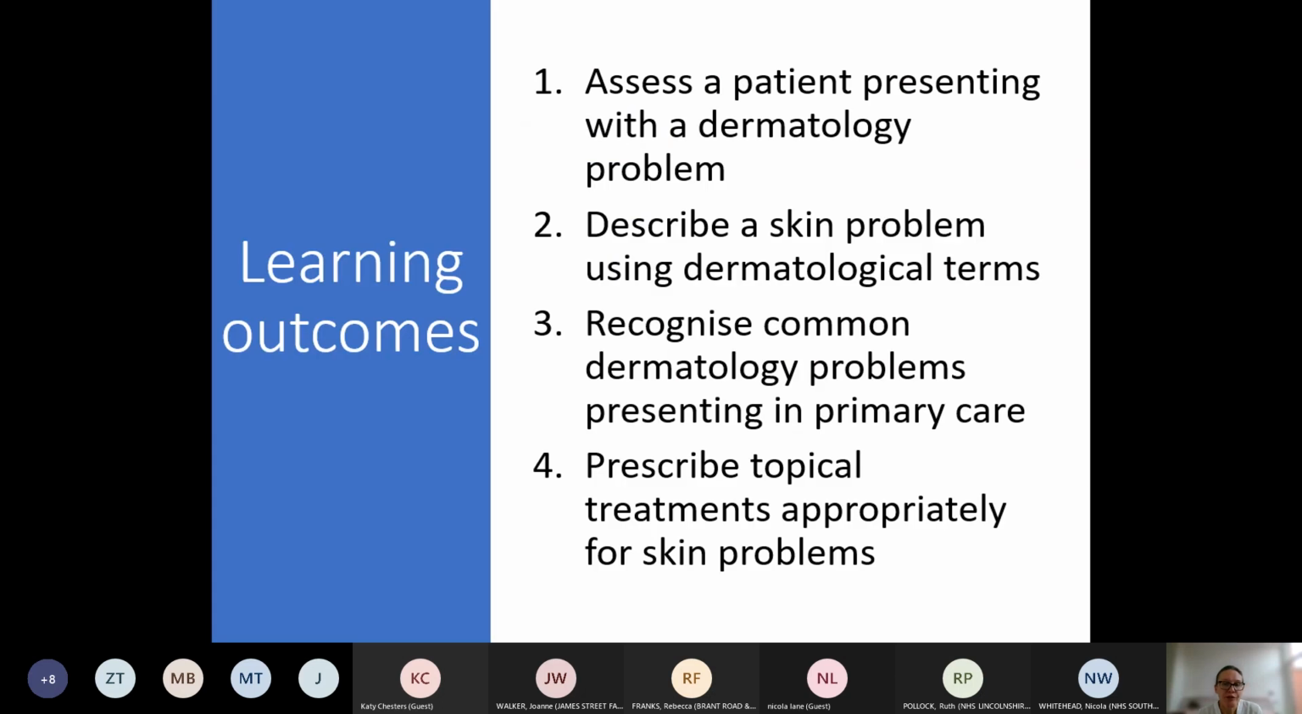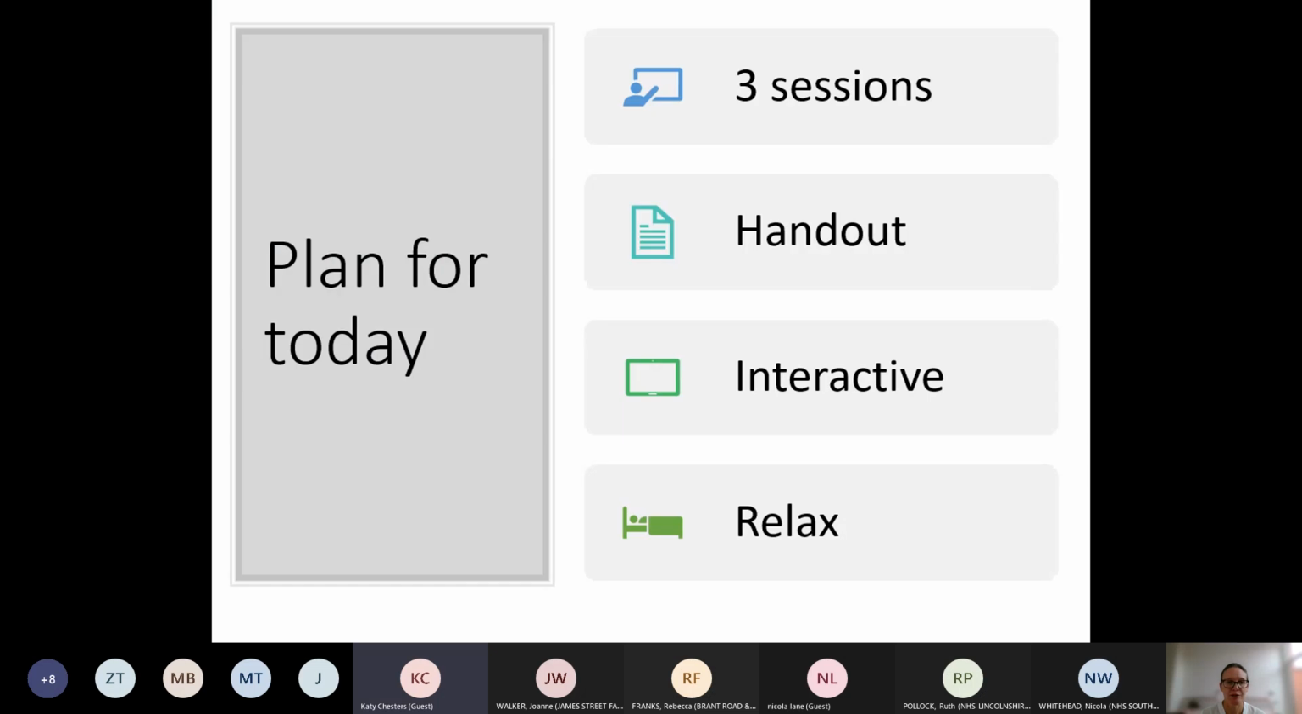So this is what I've put as the learning outcomes for today. I hope these are all things that you want to learn: how to assess a patient with a skin problem, how to describe their problem using the right sort of dermatological terms, how to recognise some common things that we see in general practice, and how to pick what treatments you're going to use for that appropriately. I hope that's good.